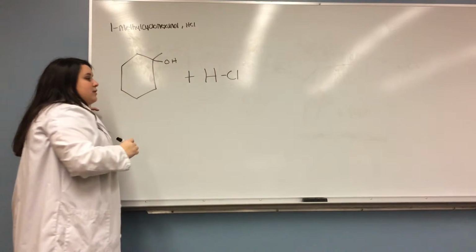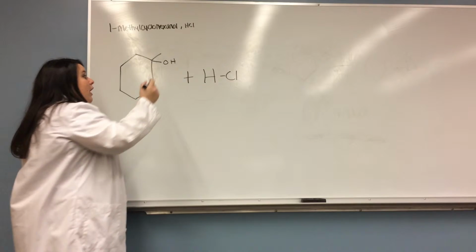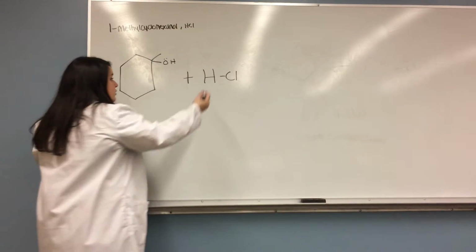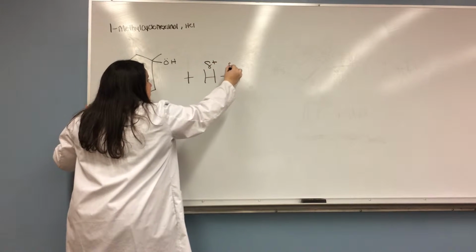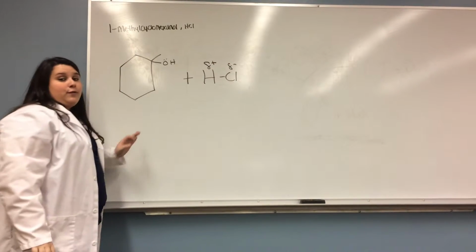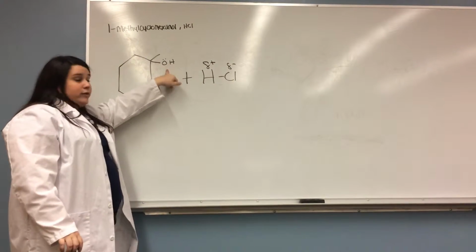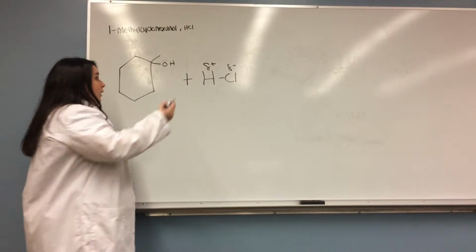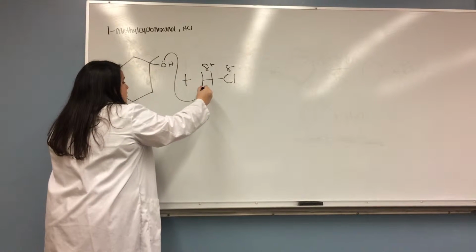So the first thing we do is show our unpaired electrons on our oxygen. So we draw 2 little dots. And then our partial charges on the hydrogen, which is a partial positive and then a partial negative on the chloride. So the first official step is to have the nucleophile, which is oxygen, attack the hydrogen directly. And to do that, we show it by an arrow. So we have an arrow going from the oxygen to the hydrogen.